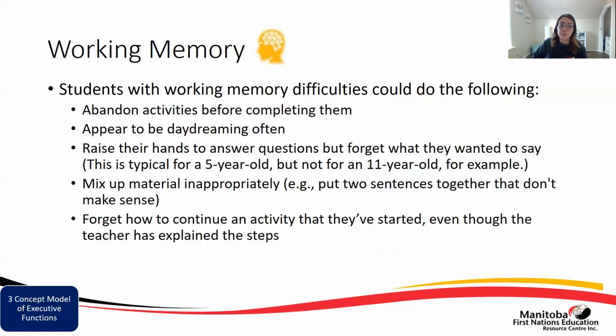So students with working memory difficulties might abandon activities before completing them, appear to be daydreaming often. They may raise their hands to answer questions but forget what they wanted to say, mix up material inappropriately, and then they might forget how to continue an activity that they started even though the teacher has explained the steps. So those are those kids that are going to start the activity because the teacher told them to start. However, they're going to get that first step done. They're going to forget 2, 3, 4, 5 and need some extra support.